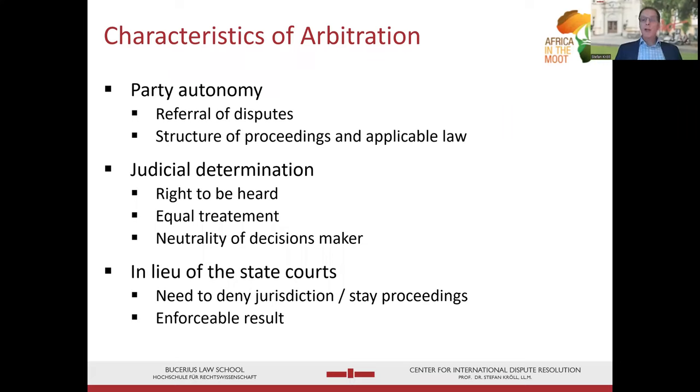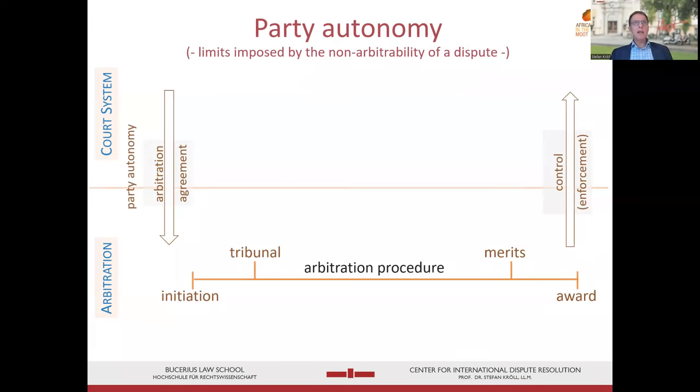So arbitration will only succeed if, in the end, you have a decision which is equivalent to something you get from the state courts. So when you put that graphically, what party autonomy means in arbitration, you have in principle someone normally ending up with its dispute in the state court system. And that person, by using its party autonomy, by agreeing to arbitration, opts out of the state court system and opts into the arbitration system. And the state courts at this stage have to deny jurisdiction.